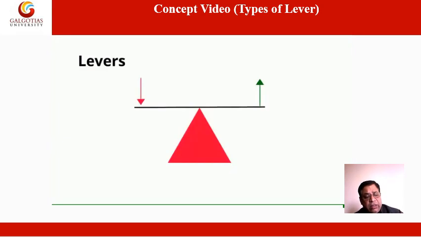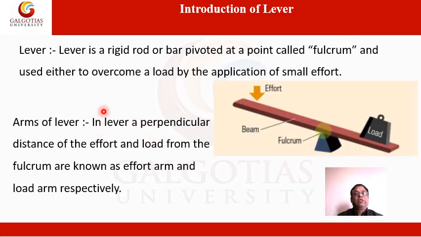So the classification of lever is based on the position of the fulcrum. A lever is a rigid rod or bar pivoted at a point called the fulcrum and used to overcome a load by the application of a small effort. Arm of lever: the perpendicular distance between the fulcrum and effort is known as effort arm, and the perpendicular distance between fulcrum and load is known as load arm, respectively.